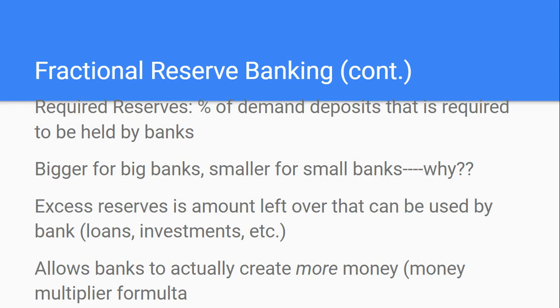And if banks have money that's left over after those required reserves, so say the required reserve is 15%, that means that banks have 85% left over that they can loan out for whatever purpose. They can invest it in portfolios or stocks or bonds. They can loan it to the person down the street who wants to buy a house or a car. They do those things because that's how banks make money, by investing in and loaning the money. And this allows banks to actually create more money when they loan it out.